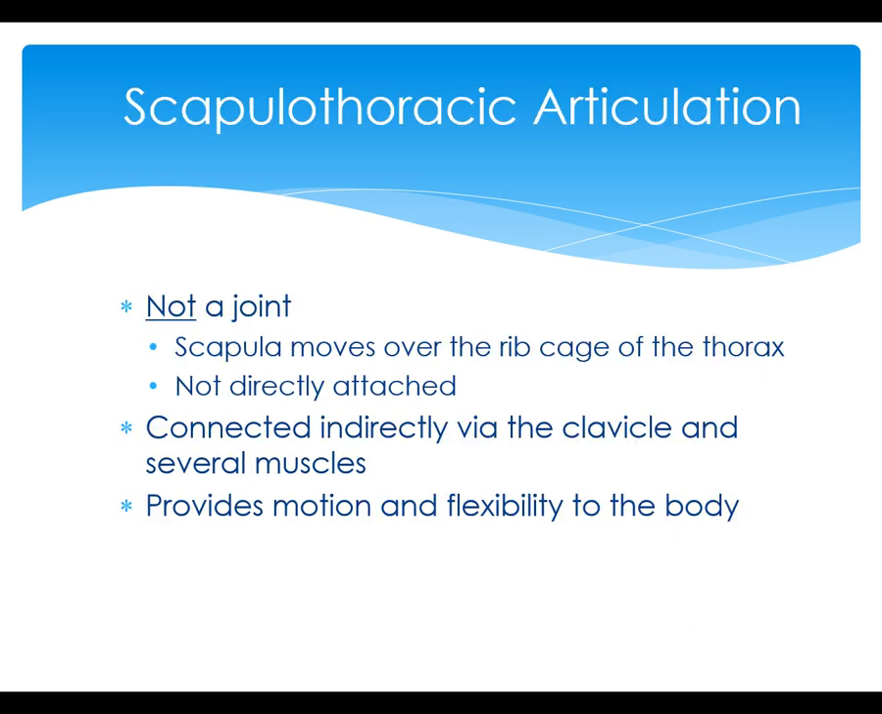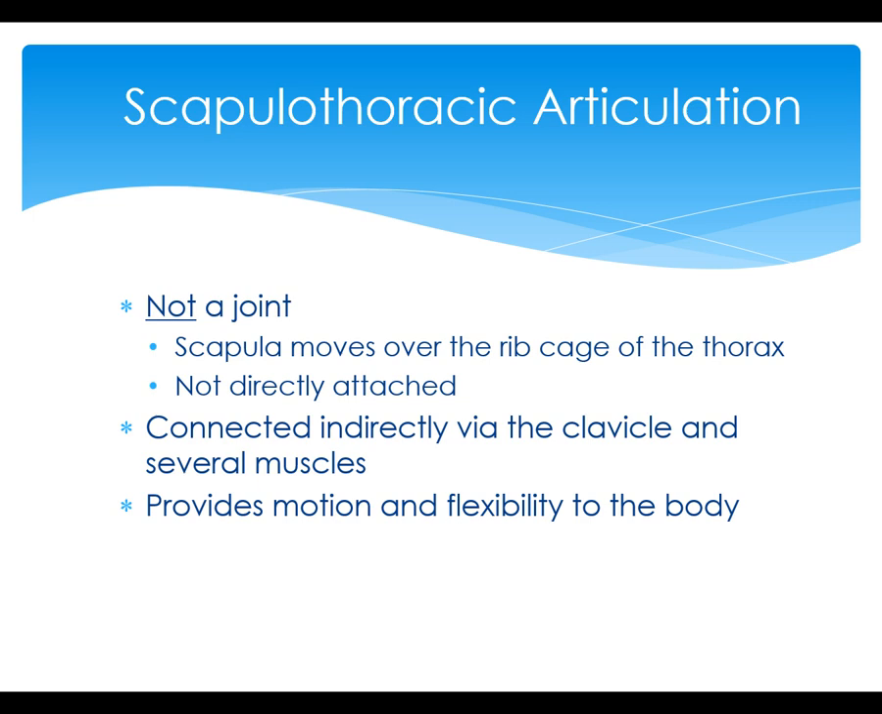The articulation between the scapula and the thoracic spine is not technically a joint. It is not a joint. The scapula moves over the rib cage of the thorax, but it's not directly attached to the rib cage. Instead, it's connected indirectly via the clavicle and several other various muscles. This helps to provide motion and flexibility to the body.